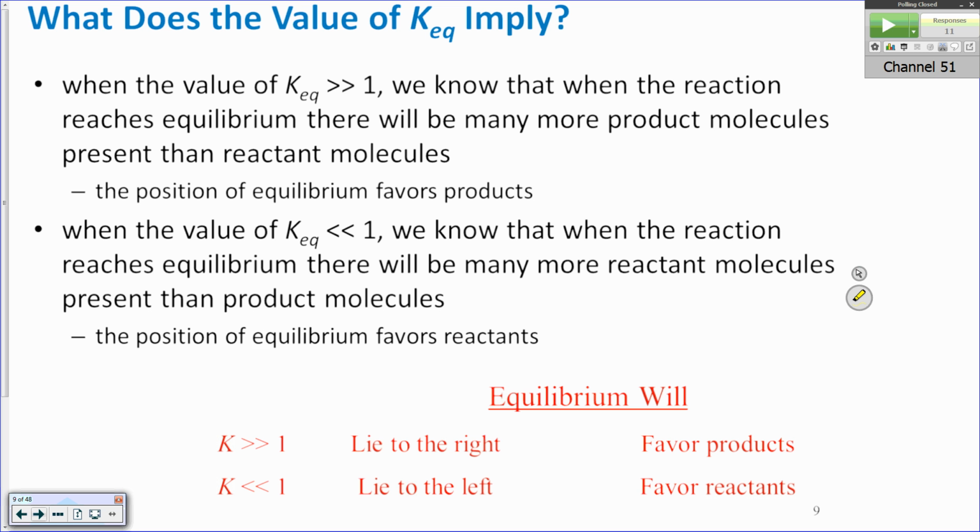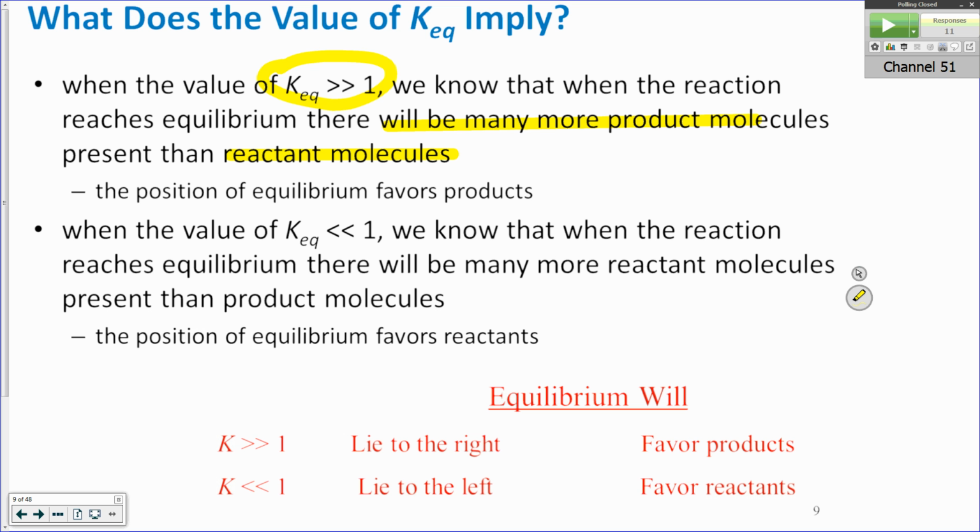So what do we learn from the K value? Our K value basically tells us what's favored in the system. So we know when equilibrium is established that if we disturb a system, it's going to shift or adjust in a way that it has the least stress on the system. So if we have a system that has a large K value, something much, much greater than 1, then the products are going to be favored. Okay, so there are going to be more moles of products than there are of reactants. That's if you have a large value of K.